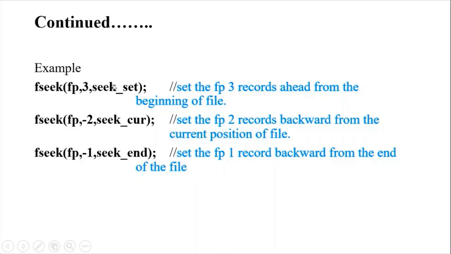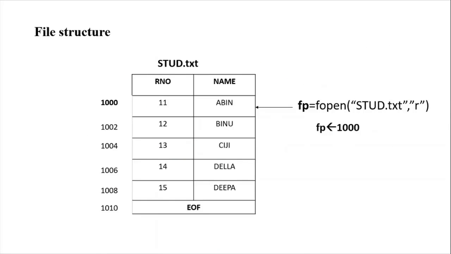Positive means forward jumping. Negative means backward jumping. So move 3 records forward from the beginning. If suppose this is the structure of our file, moving 3 records from the beginning means these 3 records: 1, 2, 3. So fp will be pointing to this last record after executing fseek.